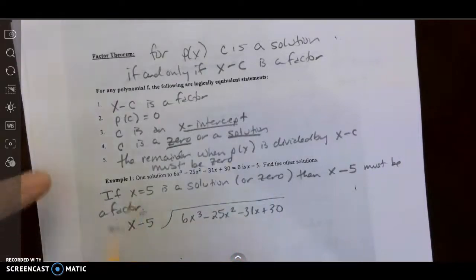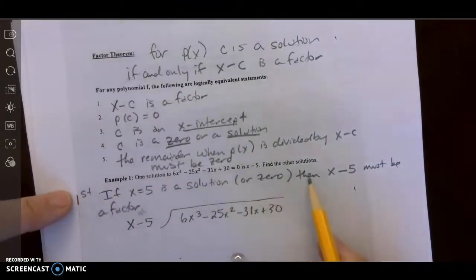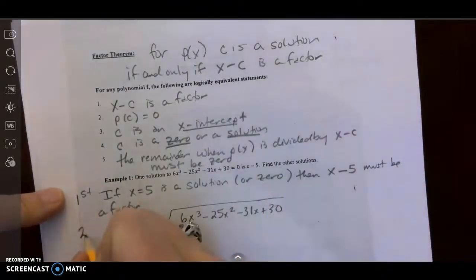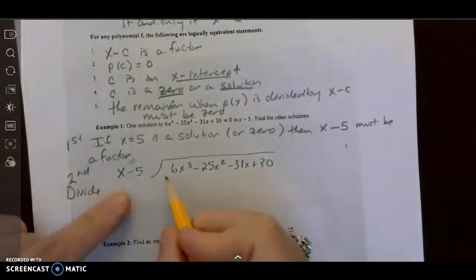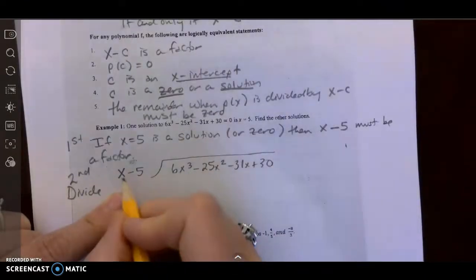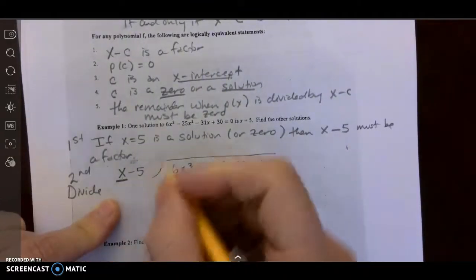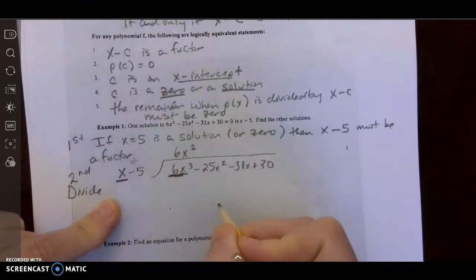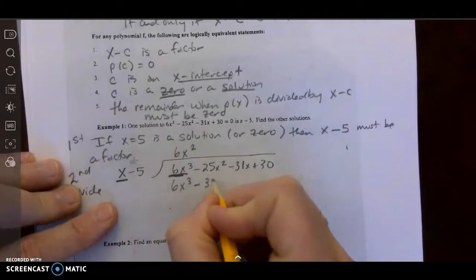So the first thing is, if x equals 5 is the solution of 0, then x minus 5 must be a factor. Our second step is then to divide. This is a process we're going to follow over and over again. So I have no missing terms where I have to put in a placeholder, so I focus on the first. 6x cubed divided by x is 6x squared. I'm going to multiply that out. 6x cubed minus 30x squared.